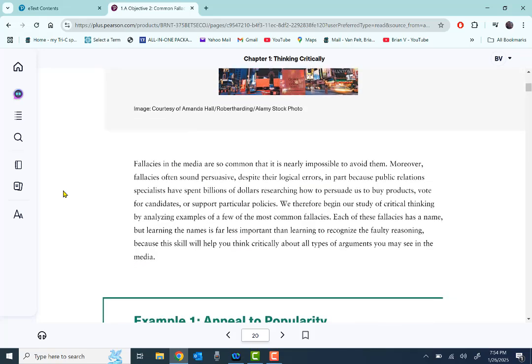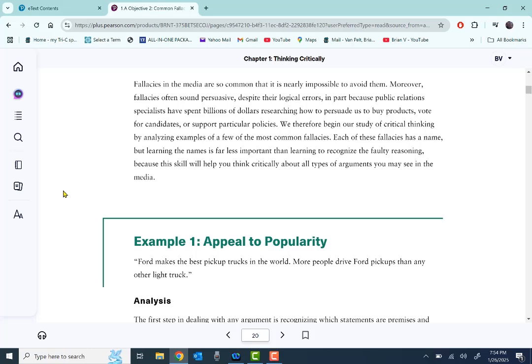Here's the example. Oops, I'm going too far. Ford makes the best pickup trucks in the world. More people drive Ford pickups than any other light truck. So here they're indicating that since it's the most popular truck, that should indicate that it's the best. Now that may be a secondary reason why people are choosing it, but nothing in this statement is indicating that.